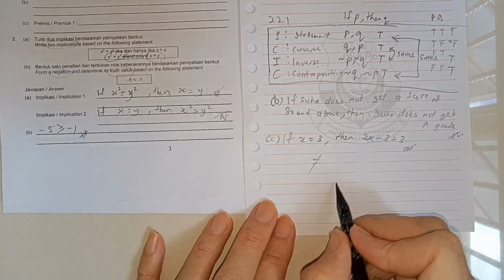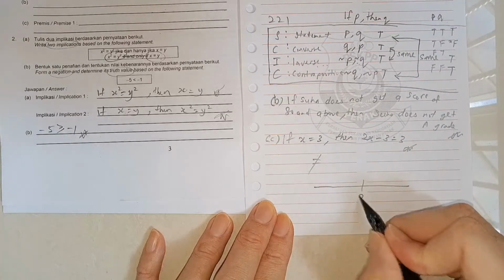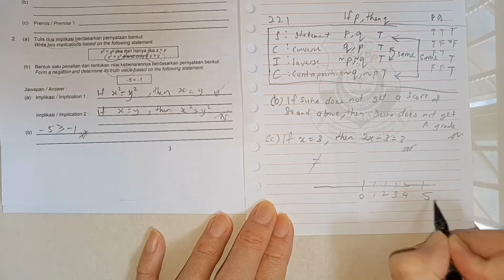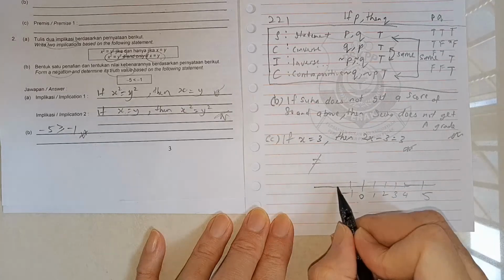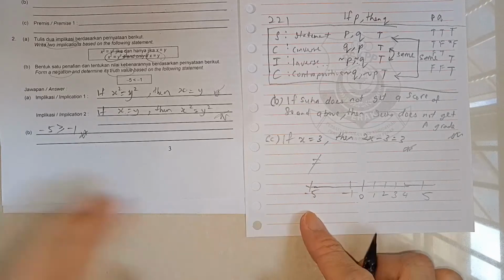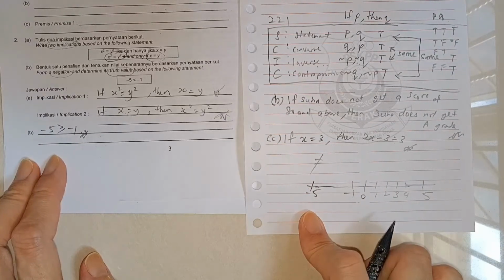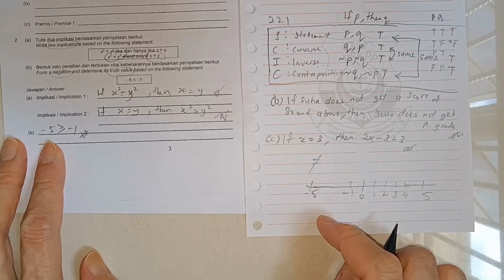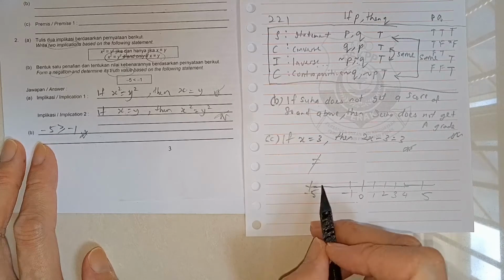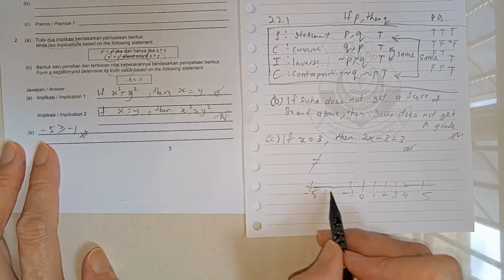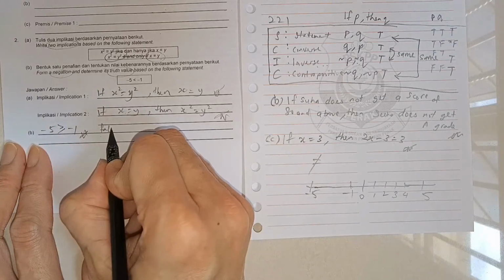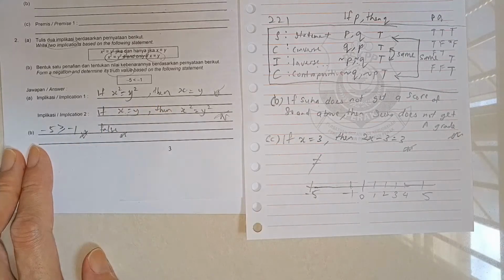So you can write down, you see, 0 is here, then 1, 2, 3, 4, 5, correct or not? So here we have -1, -2, -3, -4, -5. Okay, so between -1 and -5 only. So now we check, is -5 greater than or equal to -1? This one is false, because -5 is smaller. This is bigger, greater, so false, because you need to find the truth value.